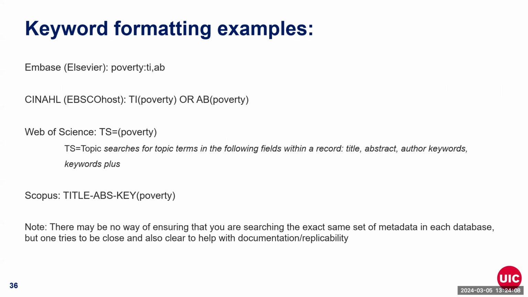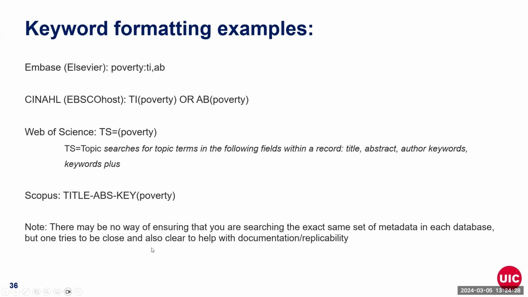CINAHL on EBSCOhost, you have to do it separately. So you have to say TI, parentheses, poverty, or AB for abstract, parentheses, poverty, to search the title and the abstract. So you have to say, I want it to be searched in either of these two places.